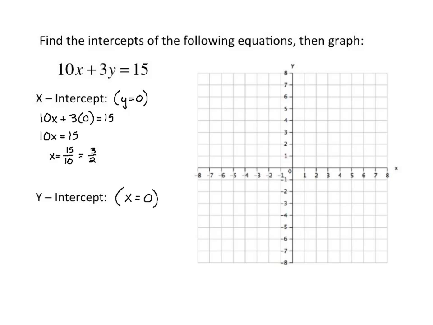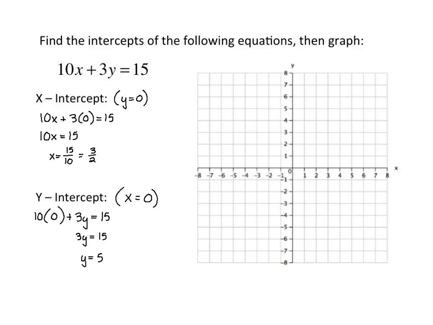So I'm now going to plug in x equals 0, so that's 10 times 0, plus 3y equals 15. This will be our new equation to solve to find the y-intercept. Again, the 10 times 0 just drops away to nothing, so I'm just left with 3y equals 15. And then if I divide by 3, we end up with y equals 5 as our y-intercept.